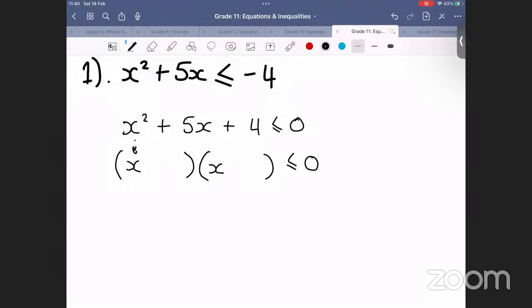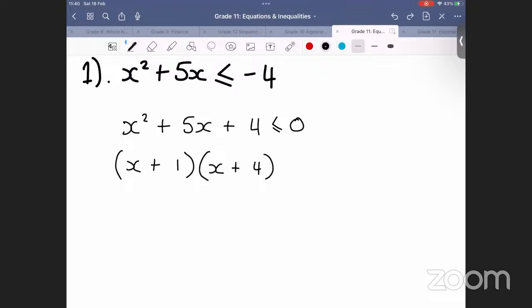Okay, so x and x, right? Factors of the first, then we use factors of the last. Because they're both positive, I'm not going to waste too much time on how I factorize that because we did that last week. So once you factorize, you want to get rid of the inequality and actually equate it to 0.